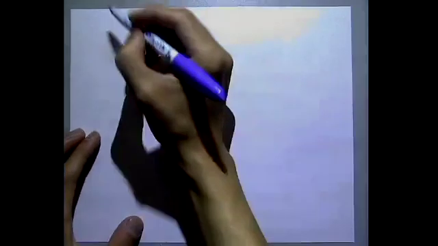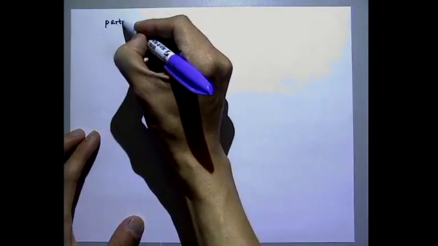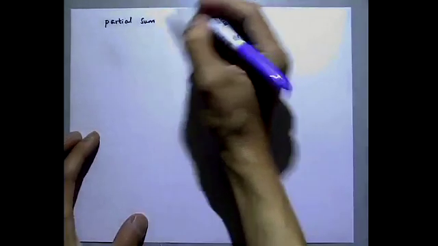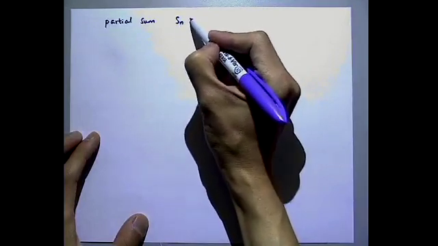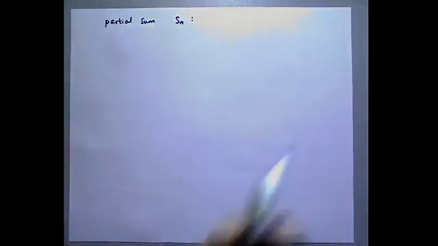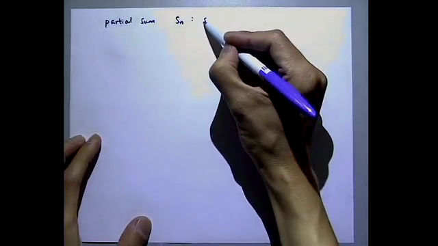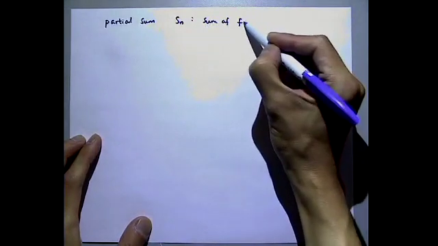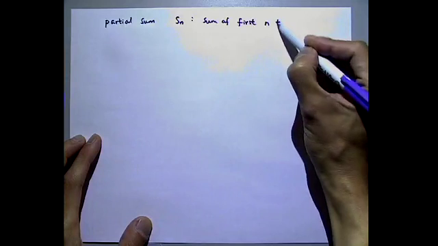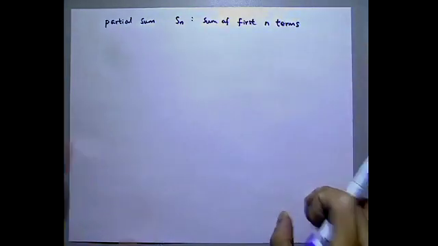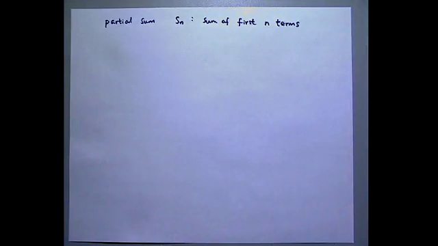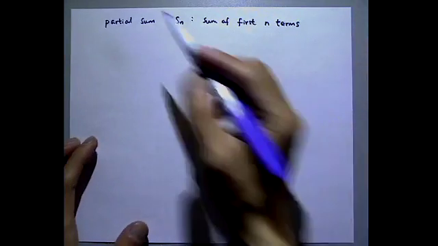So how can we tell if a series has a sum? We can look at the behavior of the partial sums of the series. When we write S with a subscript n, this means that this is the sum of the first n terms. Okay, so that's called the nth partial sum.